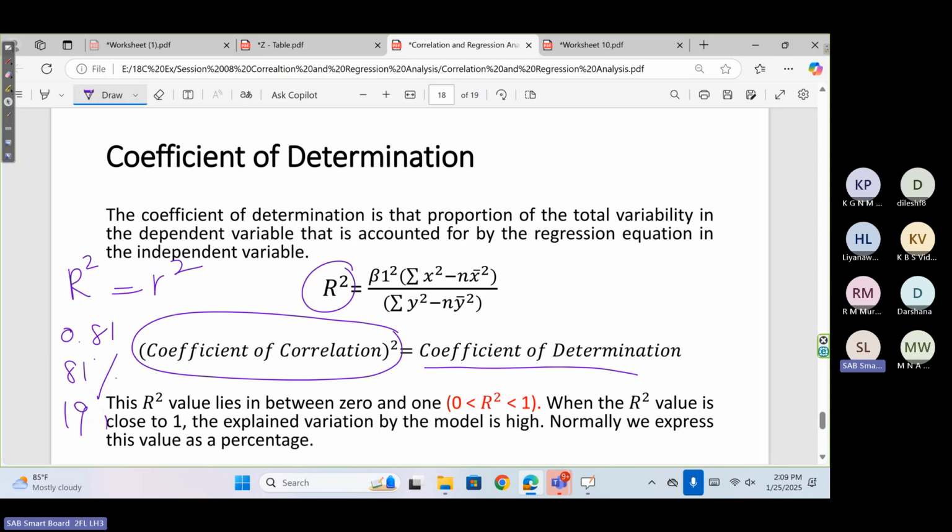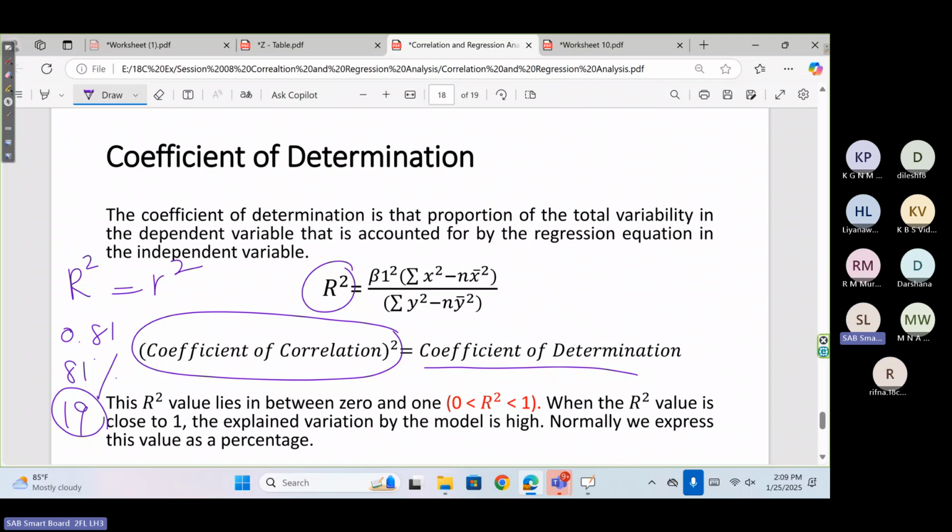means 19% of sales revenue is explained by other factors. Advertising expenditure is not the only factor affecting sales revenue. Is that understood? When R squared is 75%, it means 75% of the dependent variable is explained by the independent variable.